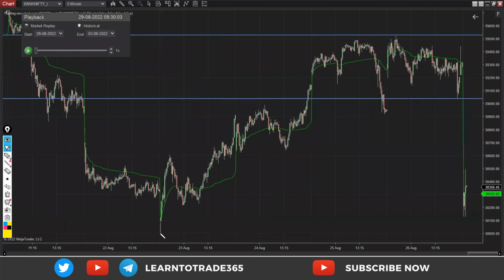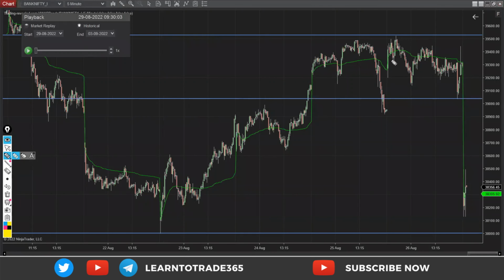Okay, this is the low, the 23rd made a low, and the high is the 26th's high. So both are the same. Previous day's high and previous week's high, both are the same. Okay, there is no difference, both are very much the same.